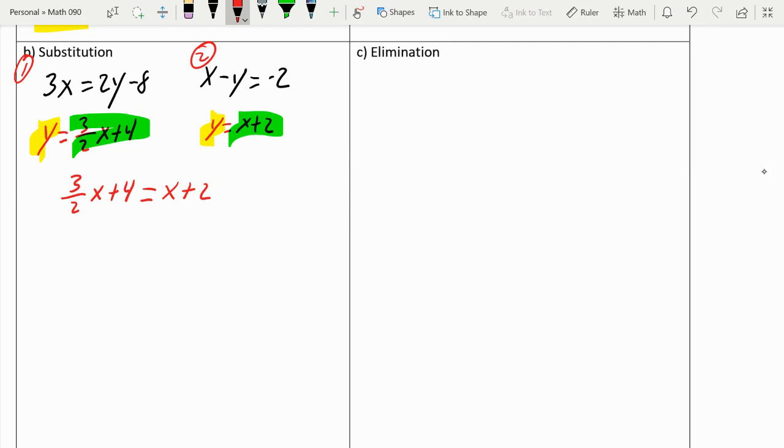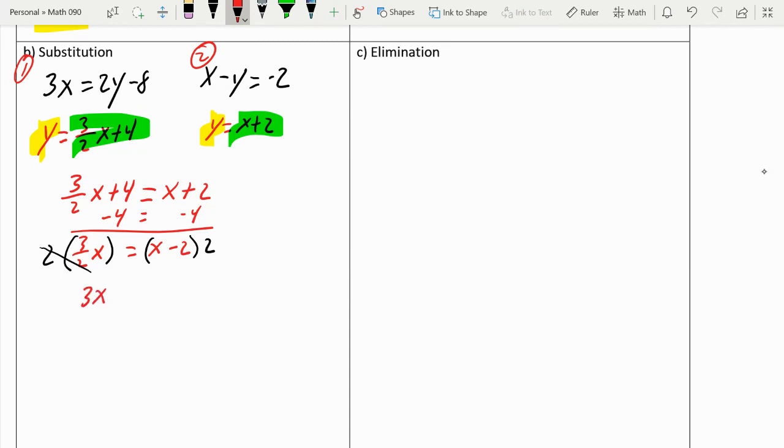All right. So let's make this a little bit easier on ourselves. What if we subtract 4 from both sides? So I end up with 3 over 2x is equal to x minus 2. And now, let's multiply everything by 2. Why am I doing that? In an equation, how do I get rid of fractions? Multiply by the denominator. All right, common denominator here.